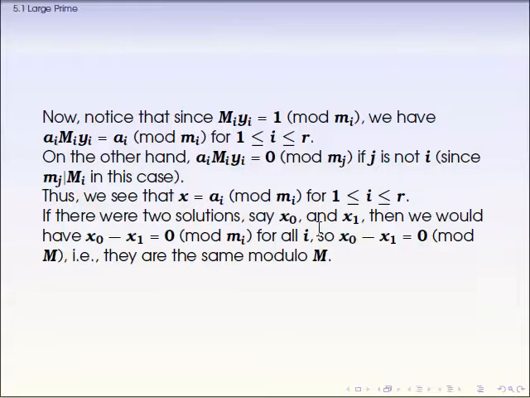Okay, that's good, but we need to show that it's the unique solution modulo M. So let's assume there are two different solutions, x0 and x1. Then both of them are congruent to ai modulo mi. So x0 minus x1 is congruent to 0 modulo mi for any i, which means x0 minus x1 must be 0 modulo capital M, which means they are congruent. Actually, x0 and x1 must be congruent modulo M.